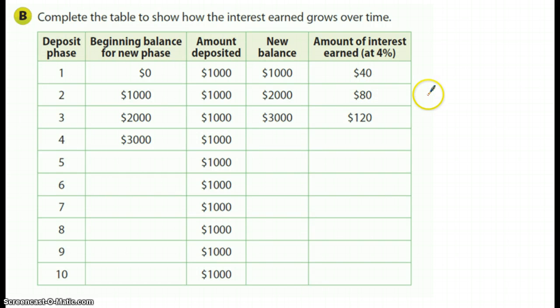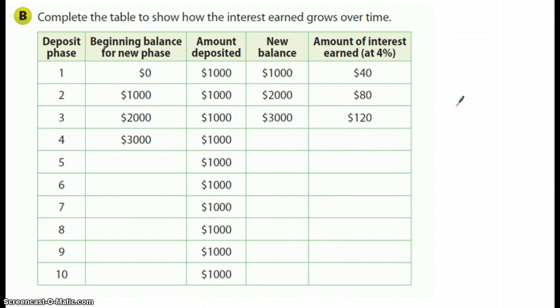Okay, so with B here, this is the same thing. We're looking at Adam and seeing his actual table of what he did, and this is over time. So what I'm asking you to do here is stop it and take a look and see, can you complete this table to determine what he did over a 10-year period.